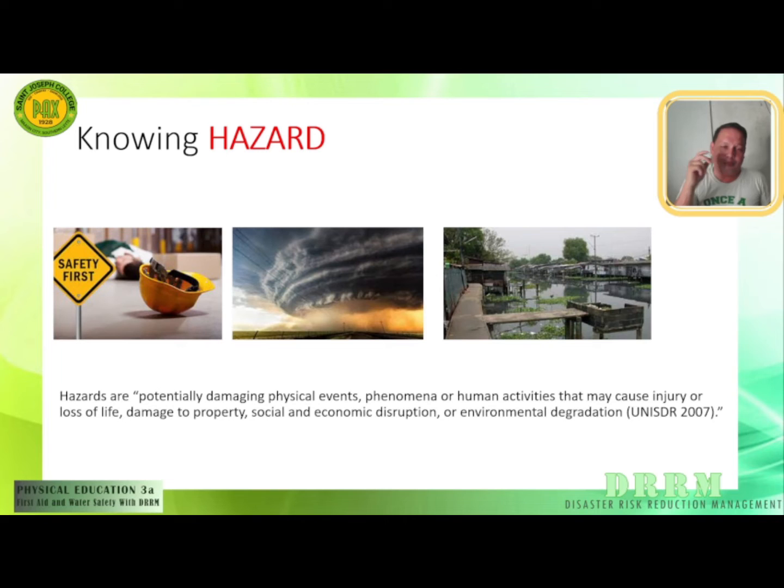Guys, a whirlwind or water spout, it is a hazard. The storm itself, the wind of the storm reaching 100 to 300 kph, is a hazard. It is also a hazard, a slippery area in your office, a cause of accidents. And also, people who are living behind or beside the riverbanks. It's very hazardous to live there.